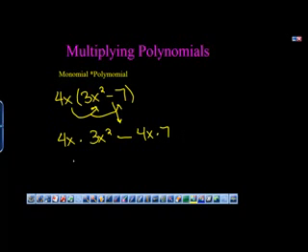times 7. Now you have monomial times monomial: 4 times 3 is 12, and x times x squared becomes x to the third power, minus 4 times 7 is 28, and you only have one x, and your answer is done.